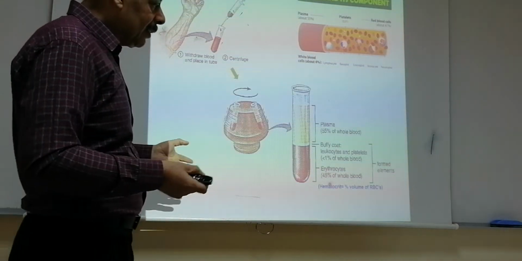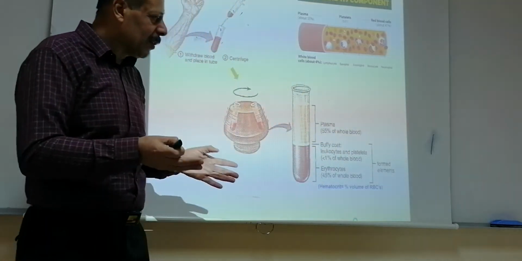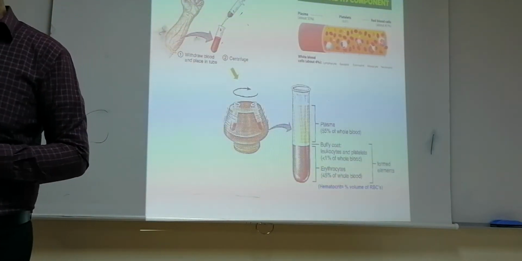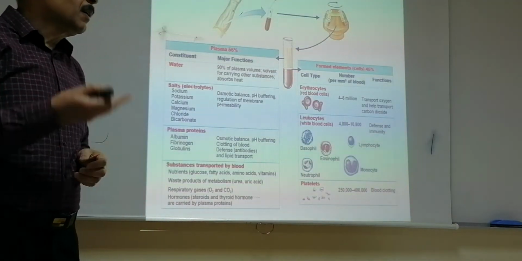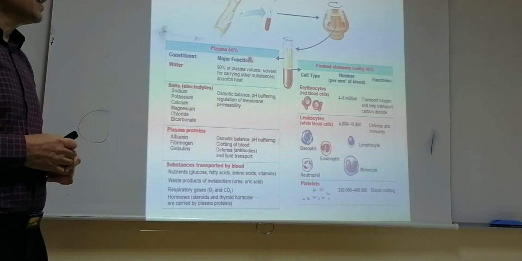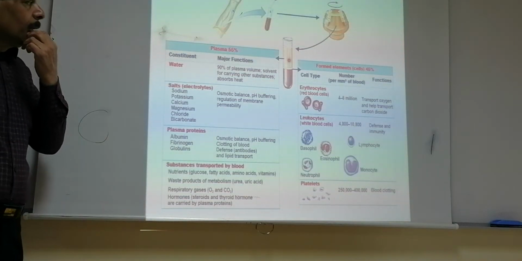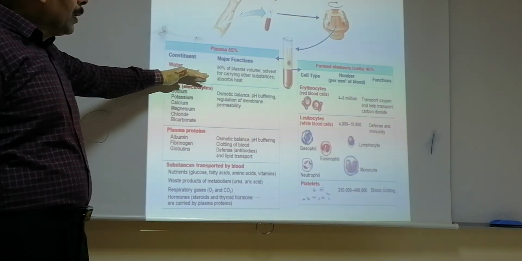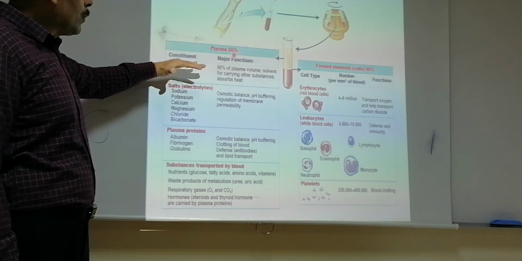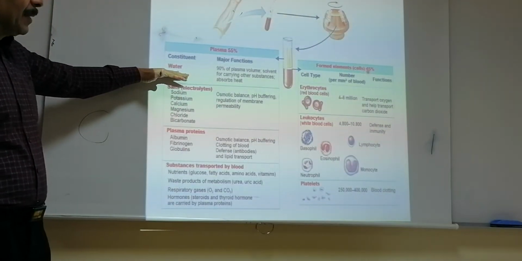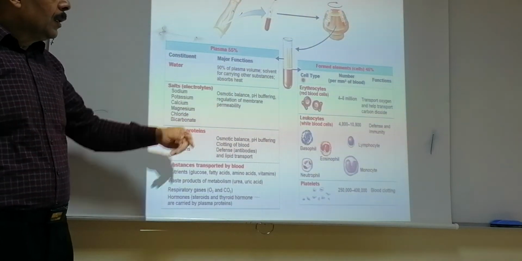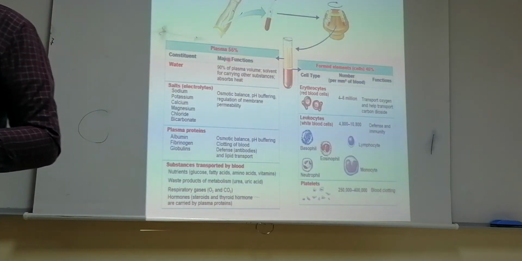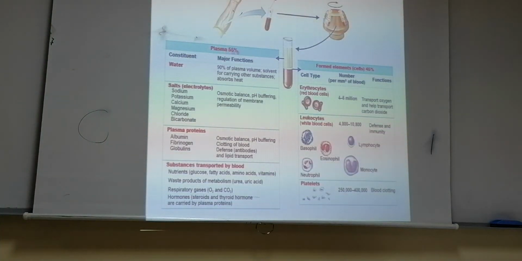So hematocrit or red blood cells, the composition of it within our blood is around 45%, and the 55% is plasma. So the plasma, the major constituent of the plasma is 90% water, which, you know, water is a good solvent because of the characteristic of water.